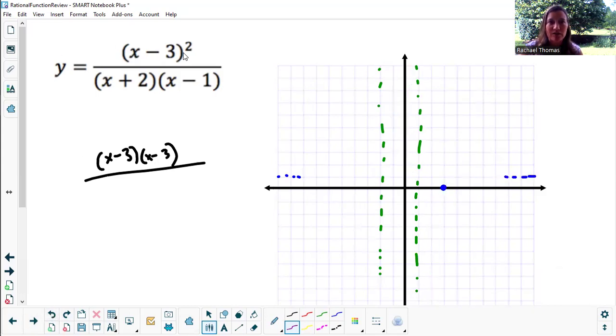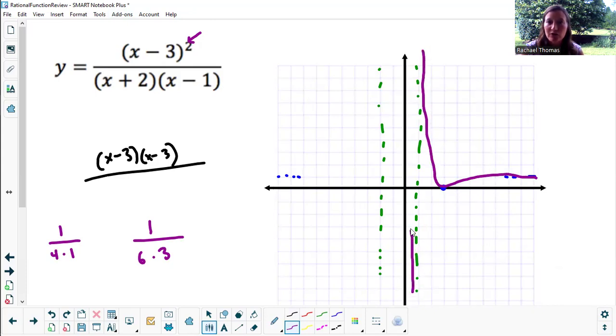Let's examine what happens at this 3. If I plug in a number like 4, 4 minus 3 is 1, 4 plus 2 is 6, 4 minus 1 is 3, I get a positive answer. If I plug in 2, 2 minus 3 is -1, but -1 squared is +1. 2 plus 2 is 4, 2 minus 1 is 1. I also get a positive number. Because of this square, the sign of my y values does not change to the right and to the left of 3. I will bounce. When you have a zero of even multiplicity, your function bounces off of the x-axis.